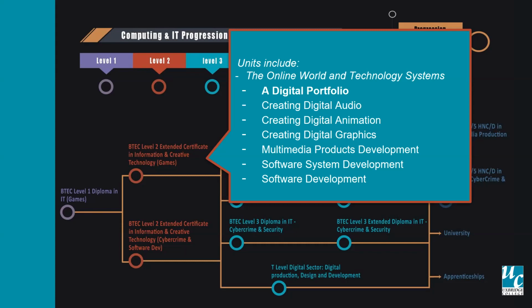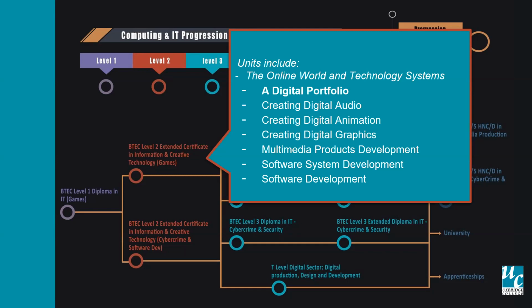We've got digital animation, where we actually make the animations that go into computer games. Graphics, where we do the heads-up display and the health bars that go onto the computer games that we make. And then multimedia product development, software development and software systems development, which is really delving deep into the programming aspect of the computer games development section.